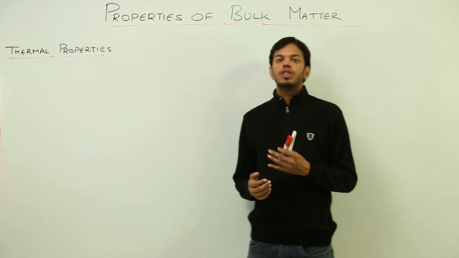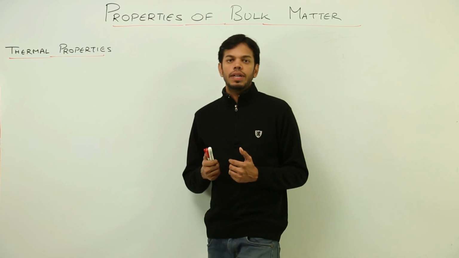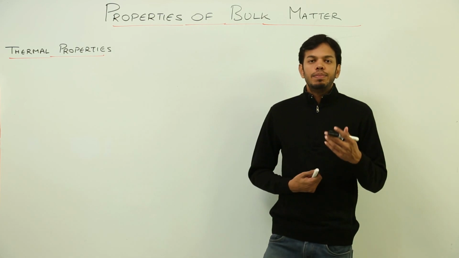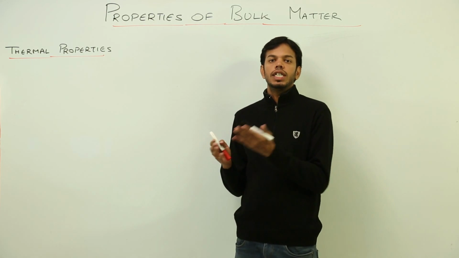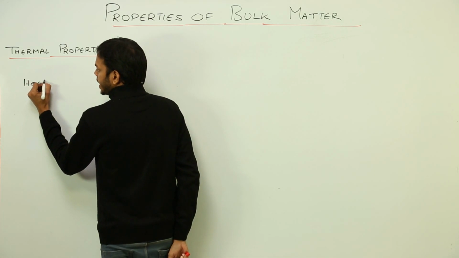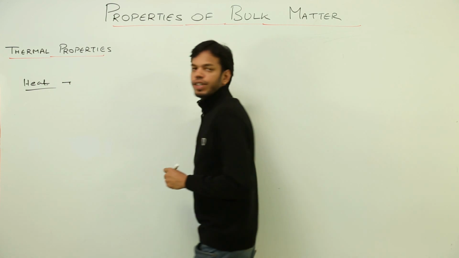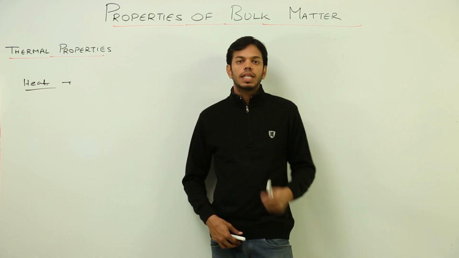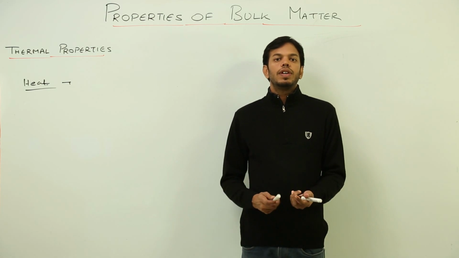So now we are moving to the next topic in properties of bulk matter, which is called thermal property. Thermal property is the property which is dependent on heat, right? The word thermal means heat. So what is heat? We know the basic definition of heat, that is, it is a form of energy which gives us the sensation of warmth, right? But what is the source of heat?